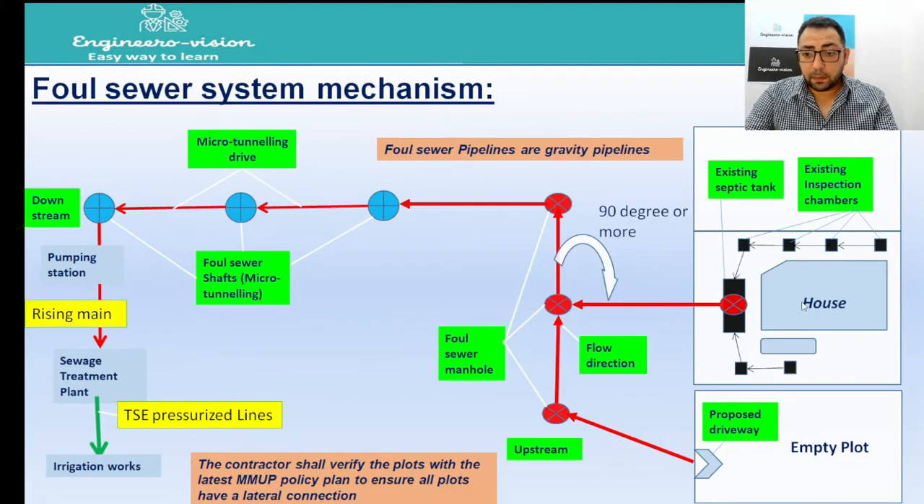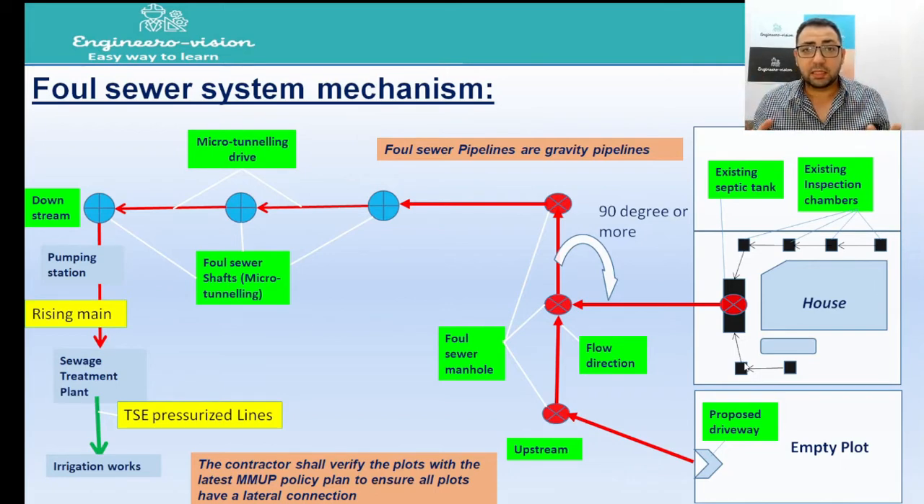As we can see here, these are the plots. Some plots are developed and some plots are undeveloped. Developed plots means these plots have a constructed building, and this building has its internal drainage system, which consists of inspection chambers, and these inspection chambers will throw the flow to a septic tank.